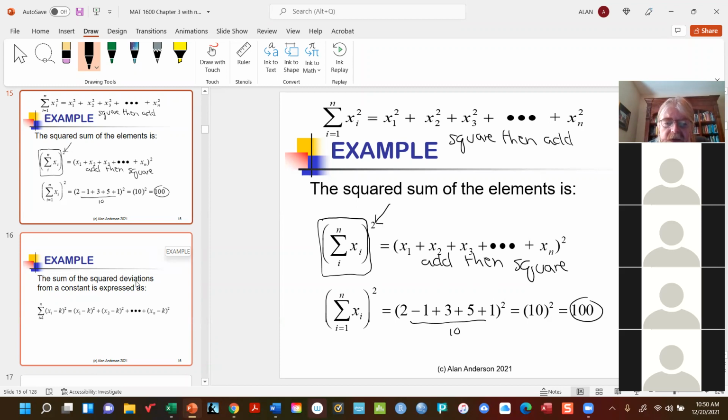All right, now this one's a little messier because we're really doing two things before we add them up, instead of just one. So watch what happens here.